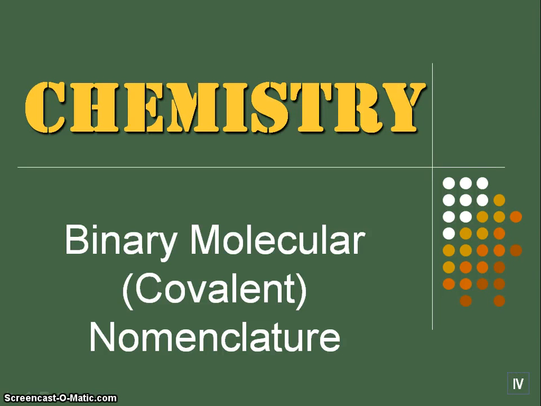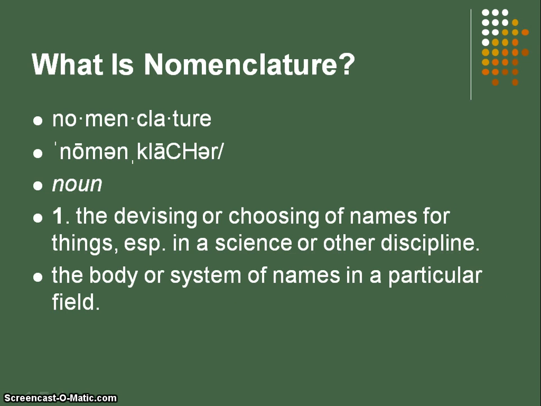Hey, what's going on? Today we are going to be learning about binary molecular nomenclature. Remember that molecular is also a term that refers to any compounds that have covalent bonds. So what is nomenclature? You can see here by the definition that this is the way we name things in science. The root nomen refers to the Latin for name. So we're going to talk about how you give names to these compounds that are molecular and binary.